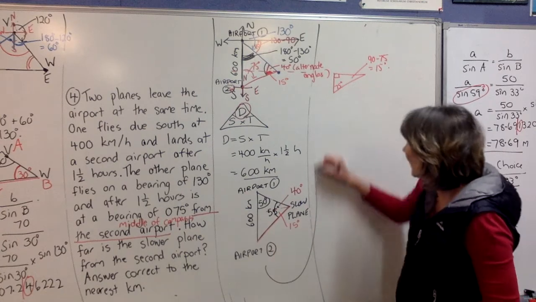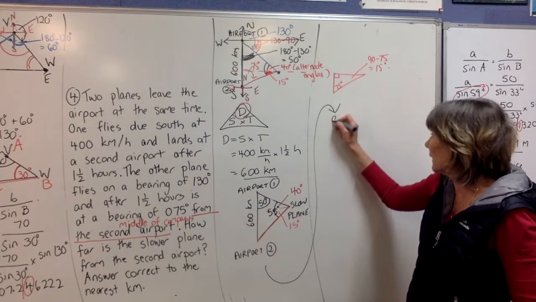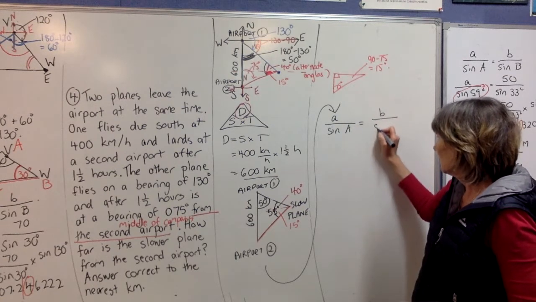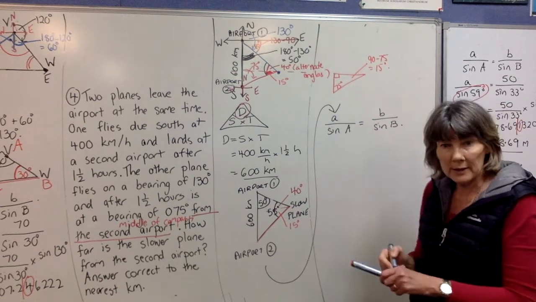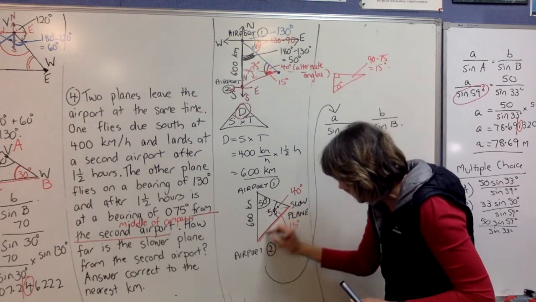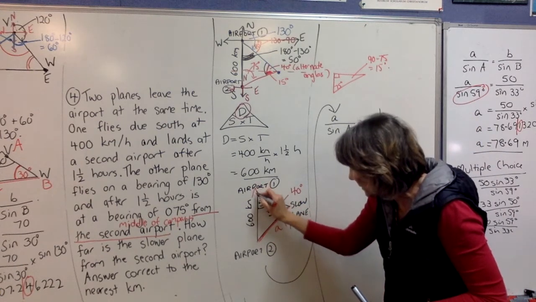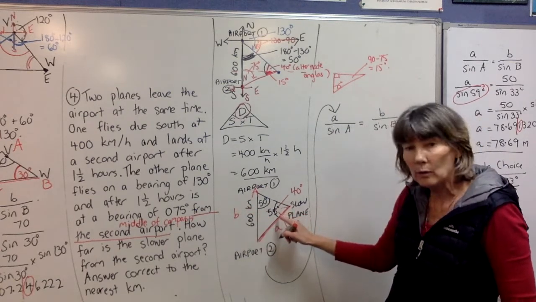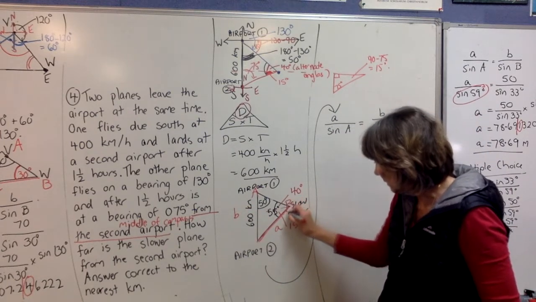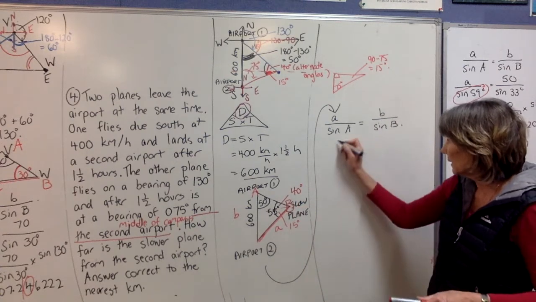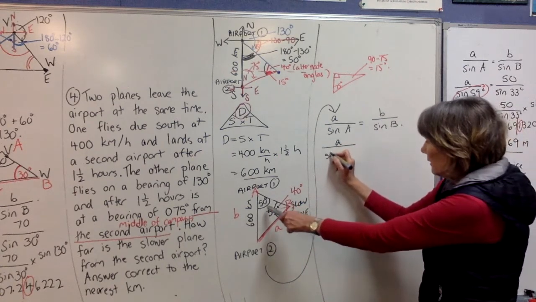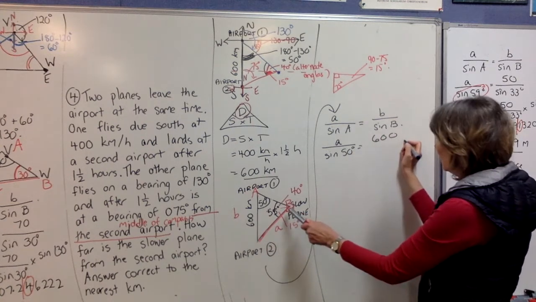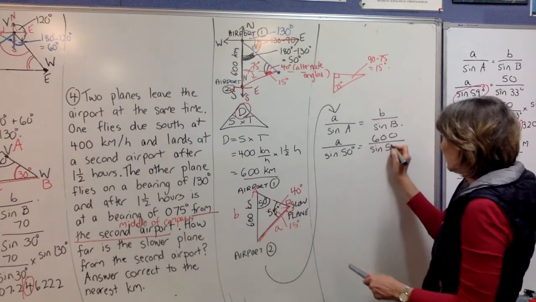All right, so from there, we're going to start using our formula now. A over sine A equals B over sine B. We're finding this red side here. I'm going to call it little a. That means the opposite angle is angle A. Our other side is little b, and the angle opposite is angle B. Okay, let's put it all in. We have a over sine 50 degrees equals b over sine 55 degrees.